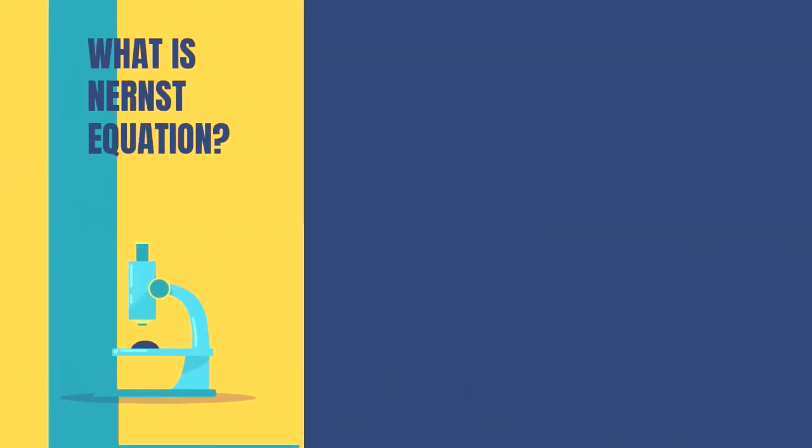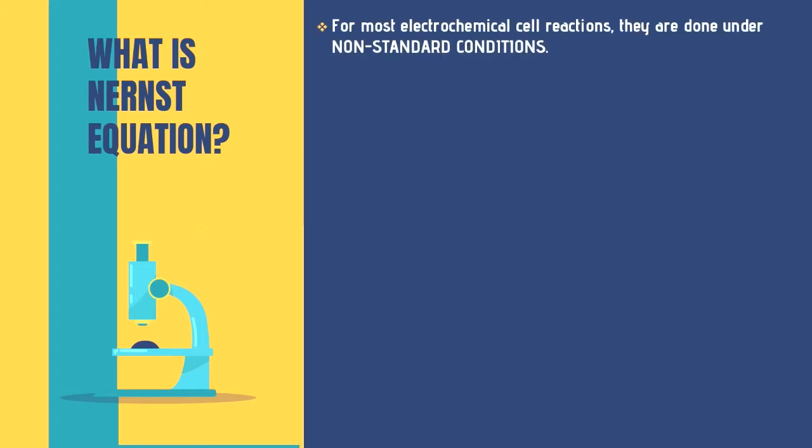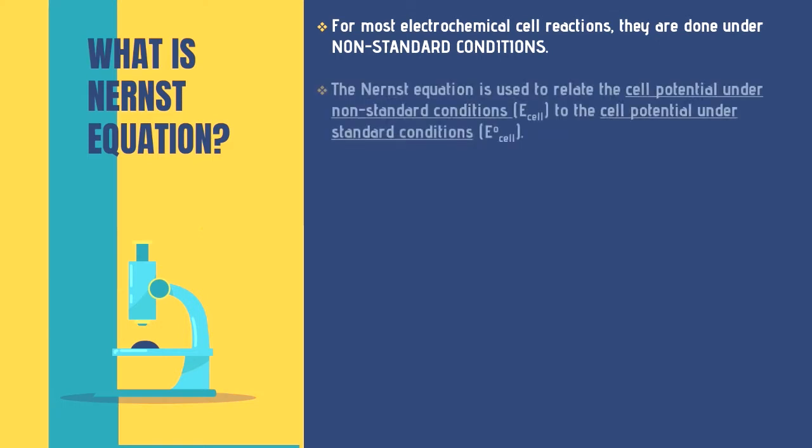What is the Nernst equation? For most electrochemical cell reactions, they are done under non-standard conditions. Therefore, the Nernst equation is used to relate the cell potential under non-standard conditions, E cell, to the cell potential under standard conditions, E naught cell.